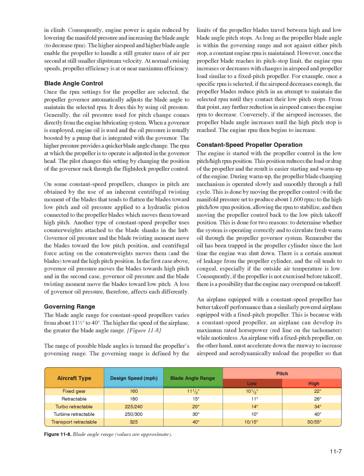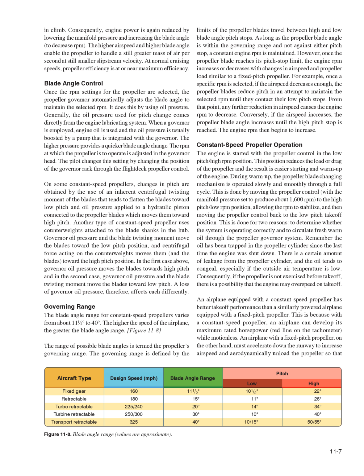The RPM at which the propeller is to operate is adjusted in the governor head. The pilot changes this setting by changing the position of the governor rack through the flight deck propeller control. On some constant speed propellers, changes in pitch are obtained by the use of an inherent centrifugal twisting moment of the blades that tends to flatten the blades toward low pitch and oil pressure applied to a hydraulic piston connected to the propeller blades, which moves them toward high pitch.